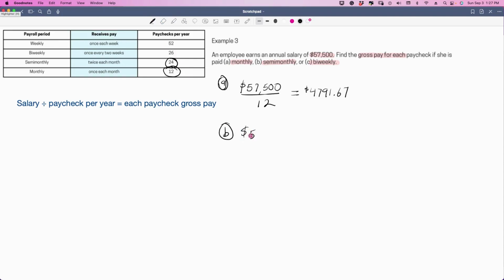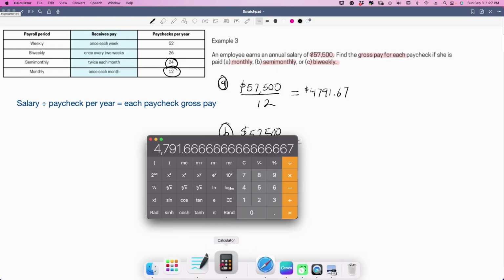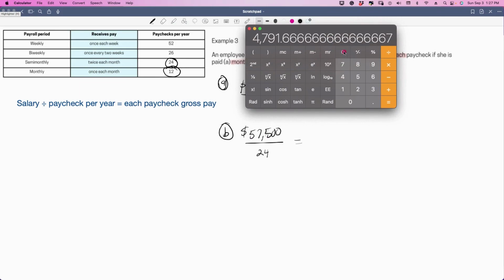The amount of her salary, and divide that by the number of paychecks. That's 24, because it's twice a month. 2 times 12, there's 12 months, it's 24. And we just do another division problem. All right, so let's divide that here.